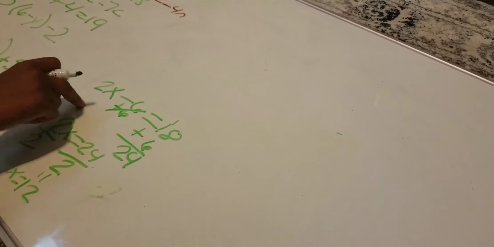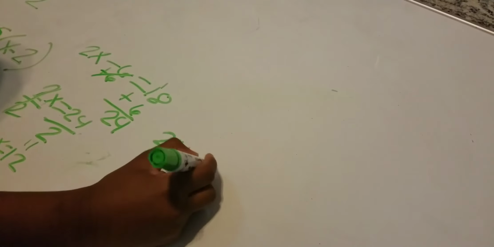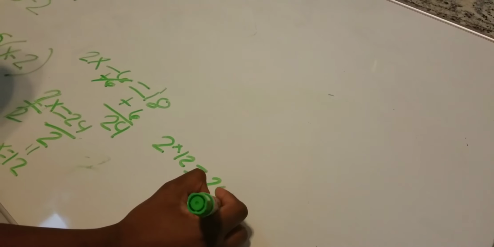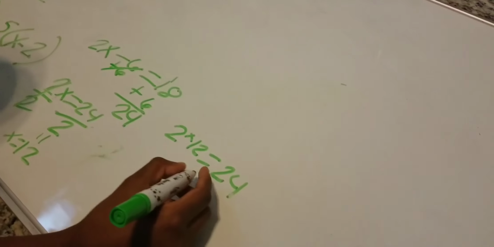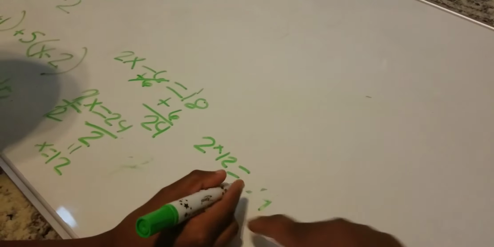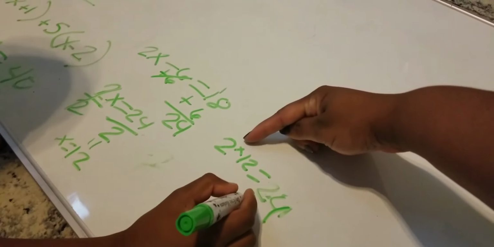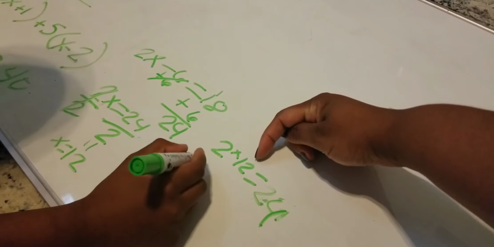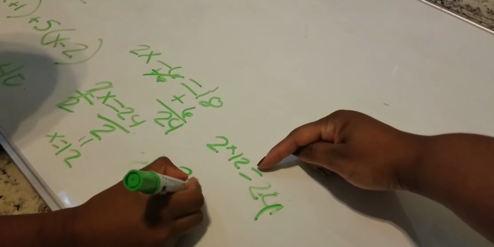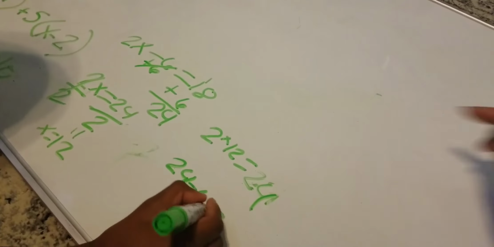Okay, erase. Now check. 6 times 2 is 12. No, that isn't right. Let's plug it in. 2 times 12 equals 24. So what's 2 times 12? Write it out. Now write the answer out. 24. Now let's keep going. What does this equal? What's 2 times 12? 24. Right, 24 minus 6 equals 18.